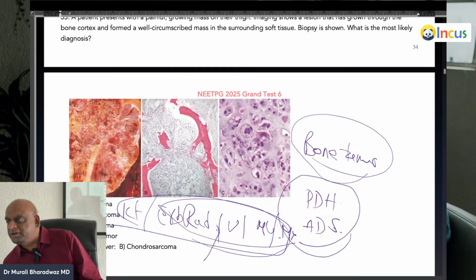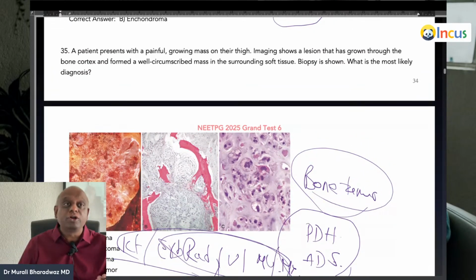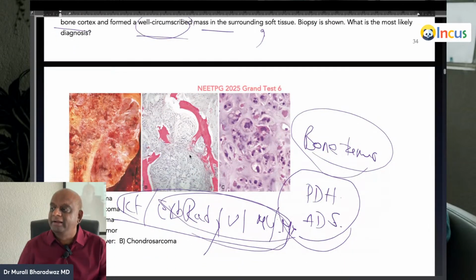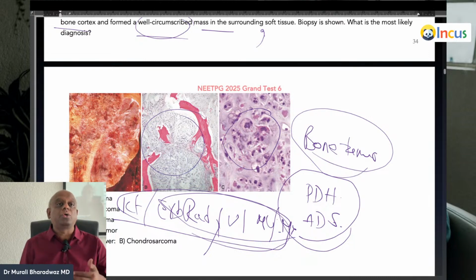So you should be very sure. A patient has a painful growing mass on the thigh. The lesion grows through the bone cortex. It forms a well-circumscribed mass. A biopsy has been done. So this is all the chondroid tissue.